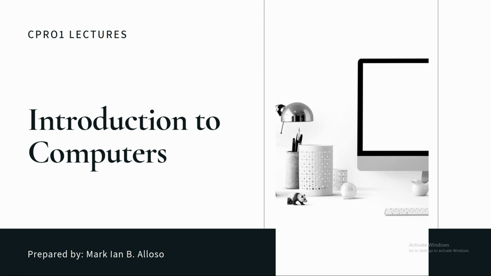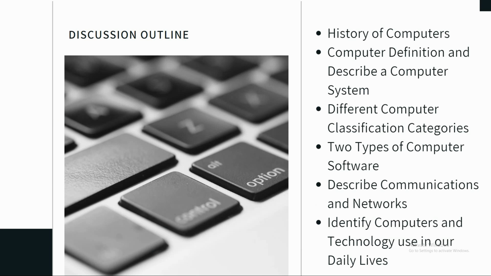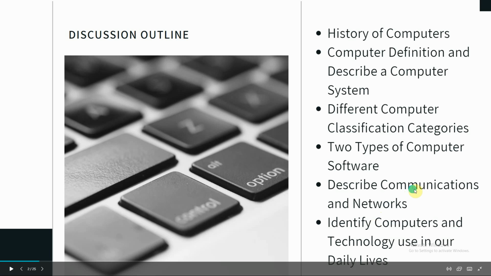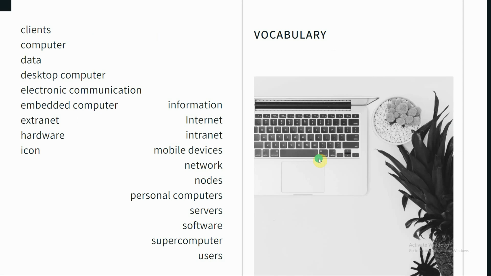Introduction to computers basically will start on how we define our basics, not only being familiarized with the term but also learning other language or items related to computers. So we're going to go with the discussion outline of having the history of the computers, defining and describing a computer system. We also have different computer classification categories. We define the two types of computer software. We also describe communications and networks and identify computers and technology and their use in our daily work, like for school or at home or at work.